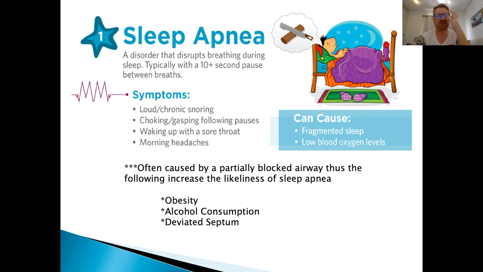Could be a deviated septum, so you've just got problems with your nose and being able to breathe essentially. Alcohol consumption, all of these things can also increase how relaxed the muscles become in your trachea and in your cavity essentially for being able to breathe. Old age can do it as well. So, if you've got a father who's in his 50s or 60s who drinks alcohol, who's obese, he's probably at high risk of having sleep apnea.